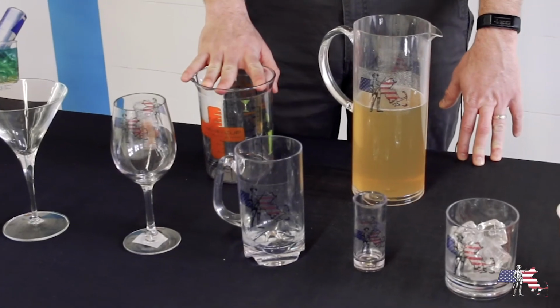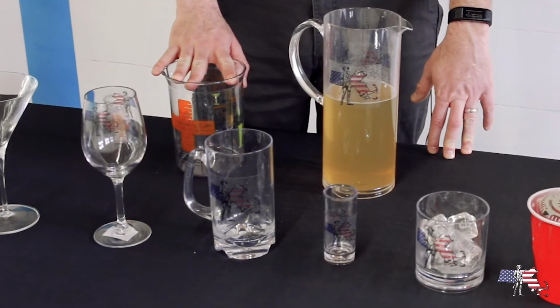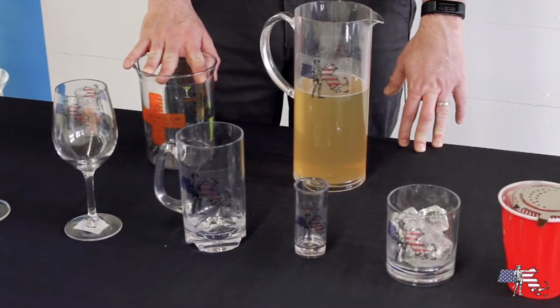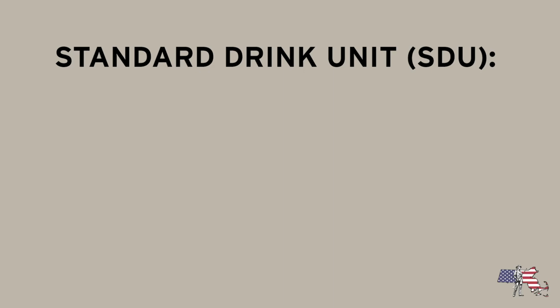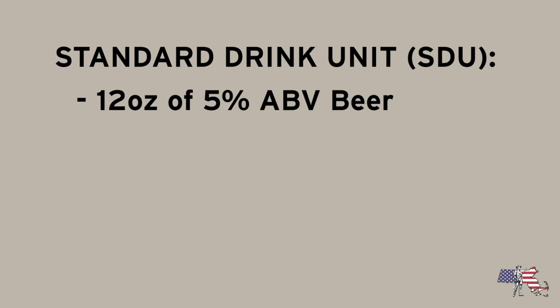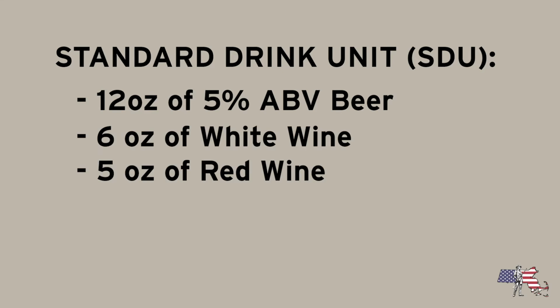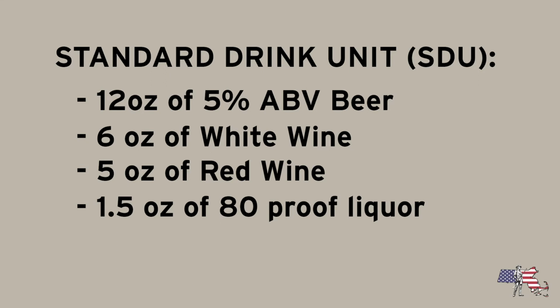In order to appropriately demonstrate the differences between different spirits, containers, and cocktails, we have developed a standard drink unit, an SDU. This is a unit of measurement for determining the amount of alcohol one has consumed, regardless of the delivery method. Typical equivalents to one standard drink unit include 12 ounces of 5% alcohol by volume beer, 6 ounces of white wine, or 5 ounces of red wine, or 1.5 ounces of 80 proof liquor. A standard drink unit is defined as 0.6 ounces of pure ethanol alcohol.